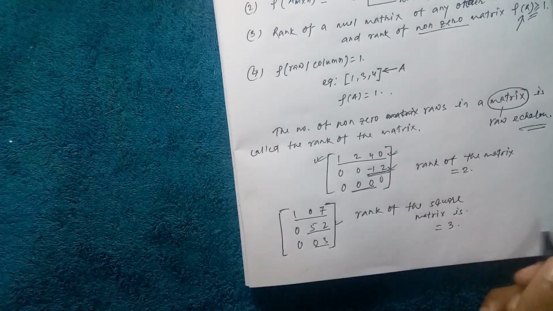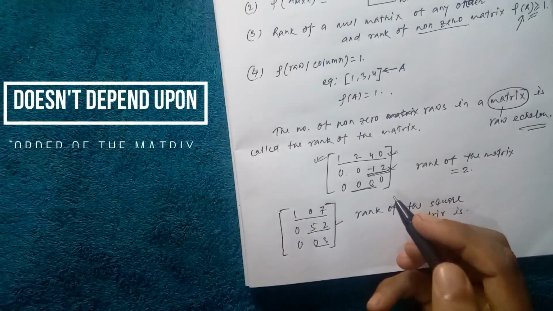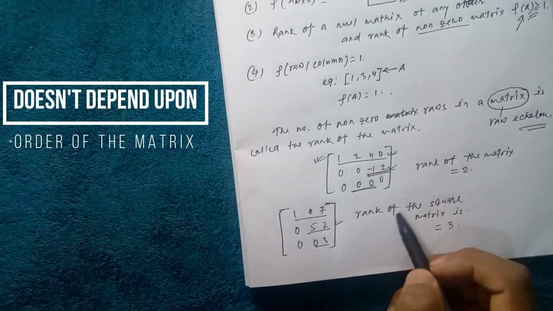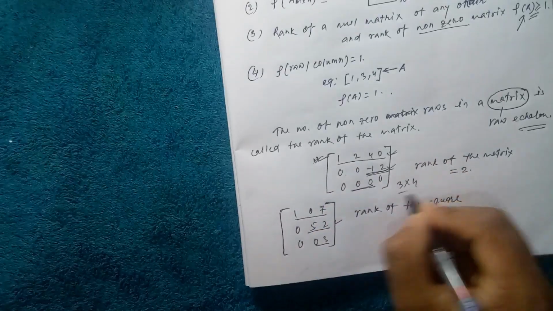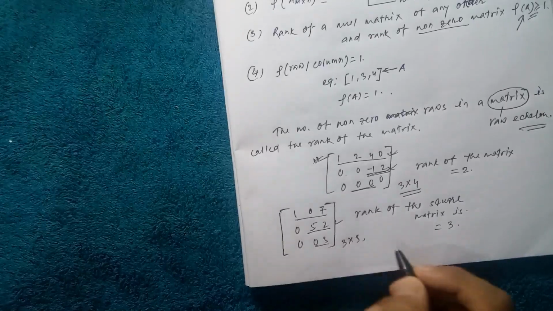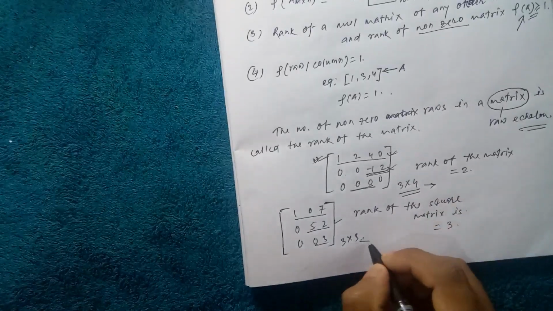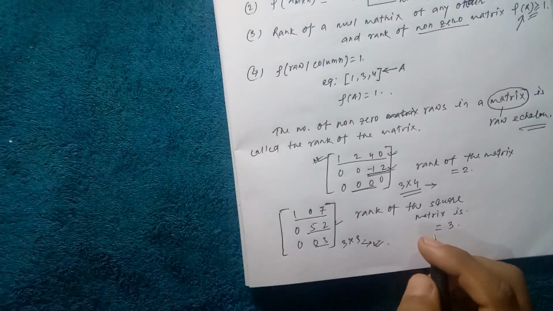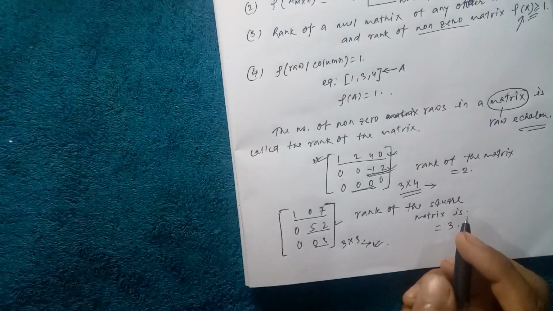is 3. From both examples we see that using row echelon form for finding the rank of a matrix does not depend upon the order of the matrix. Here the order of the matrix is 3 by 4, and here the order of the matrix is 3 by 3. Or we can say that one is a rectangular matrix and the other is a square matrix. From these basic examples, we can say that whatever its order, the row echelon method is the best method for finding the rank of a matrix.